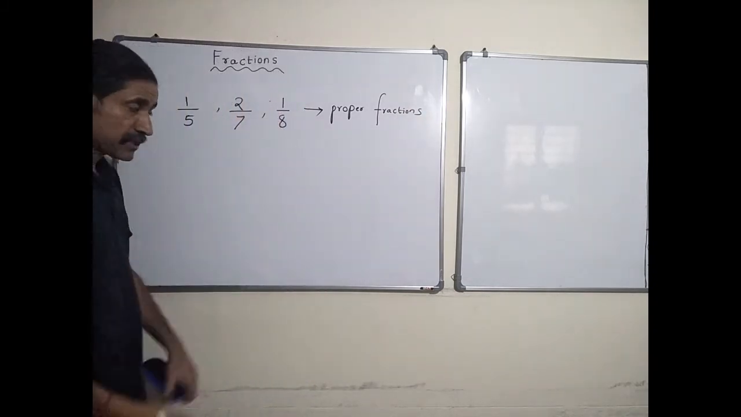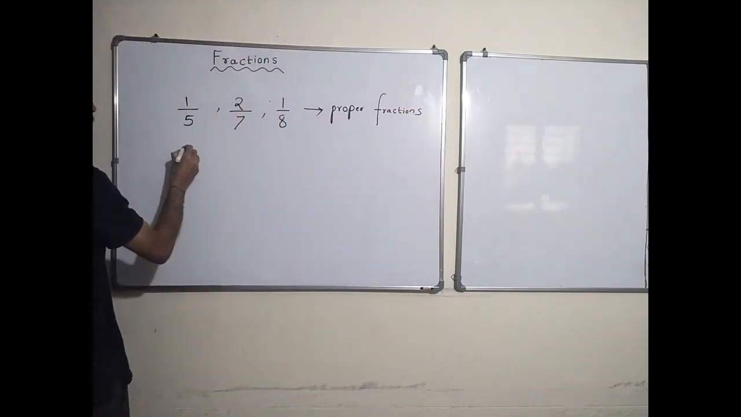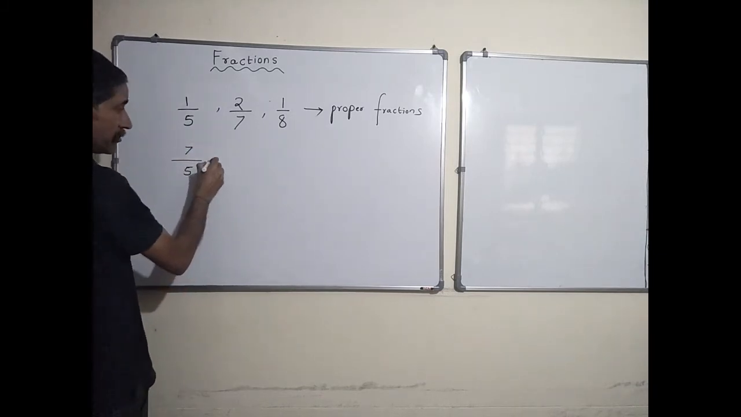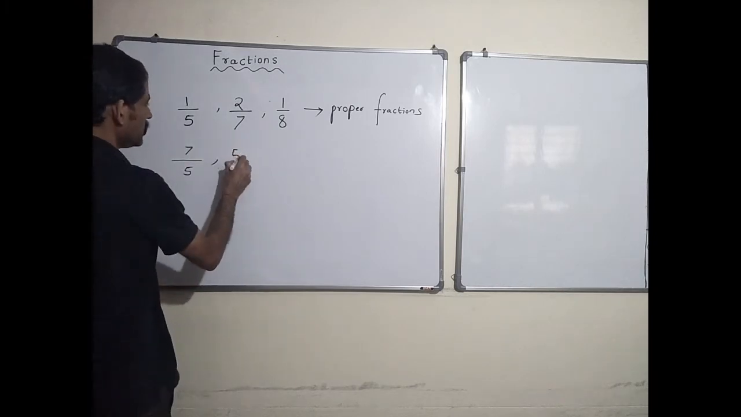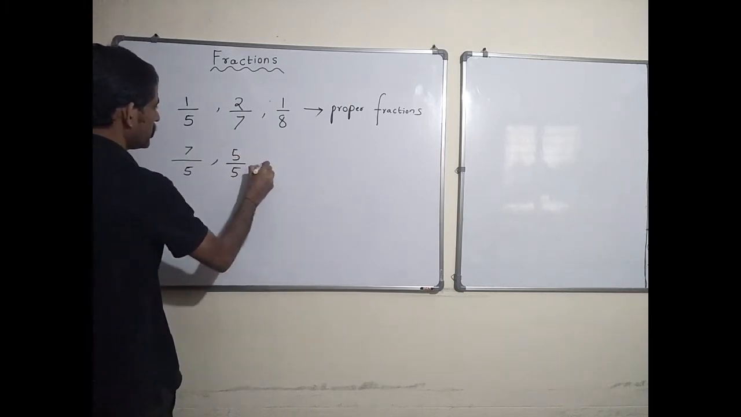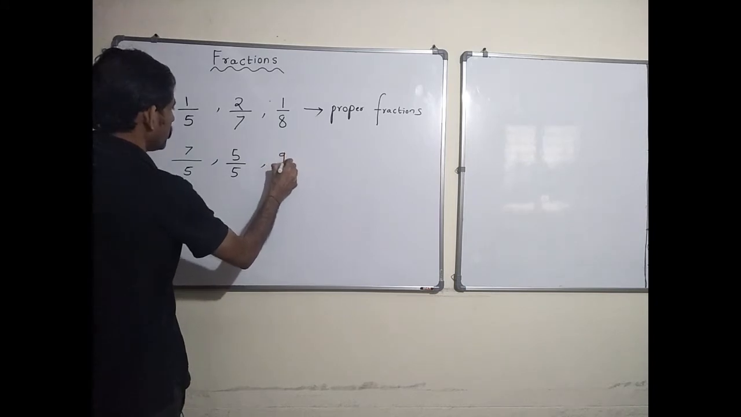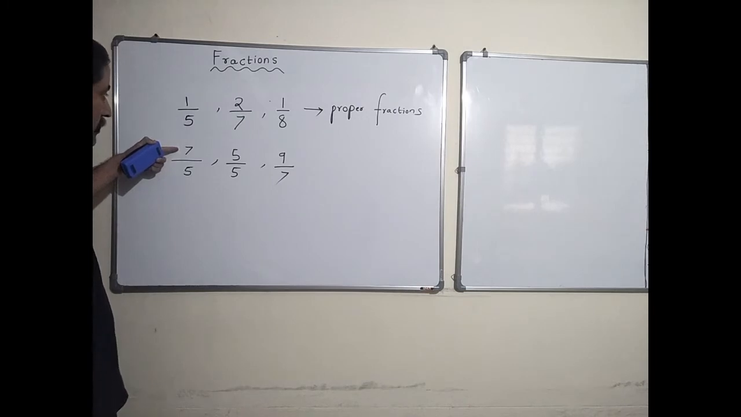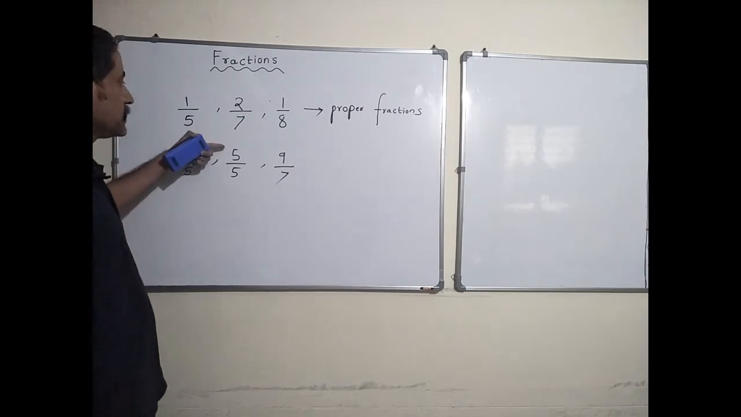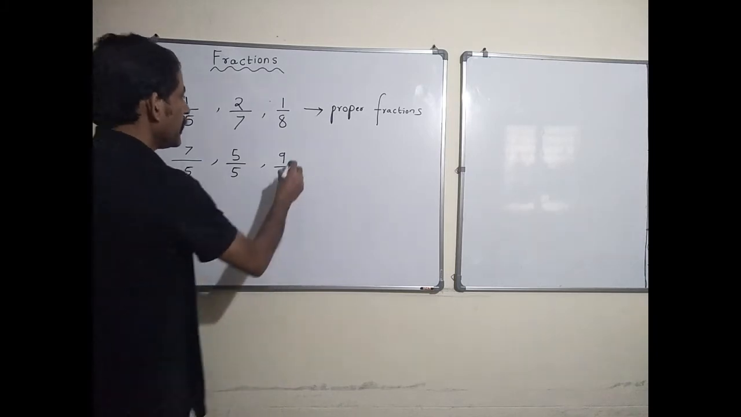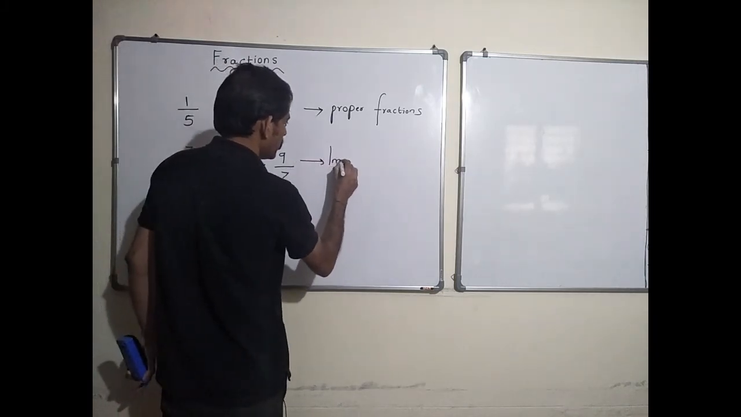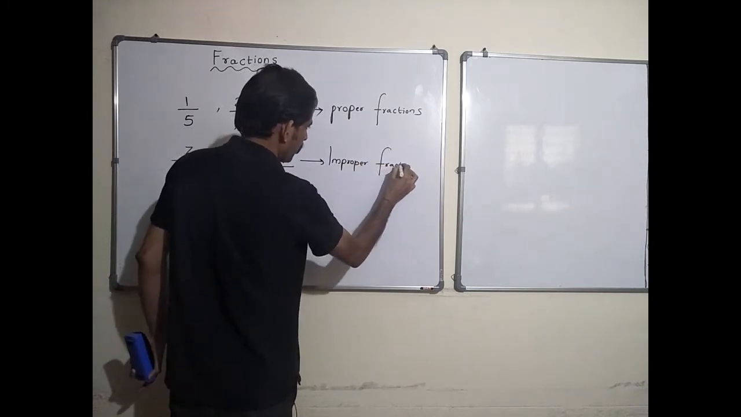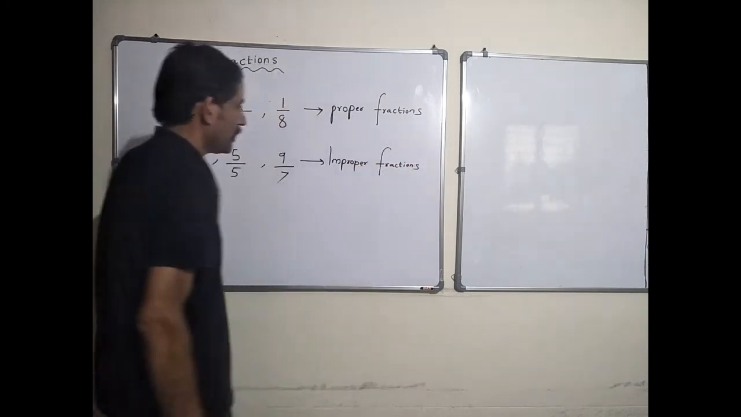And in some other fractions, you see that the numerator is greater than the denominator, or it is equal to the denominator. Numerator is either greater than the denominator, or numerator is equal to the denominator. They are called improper fractions. Right?